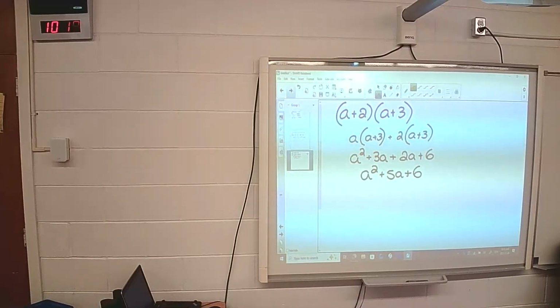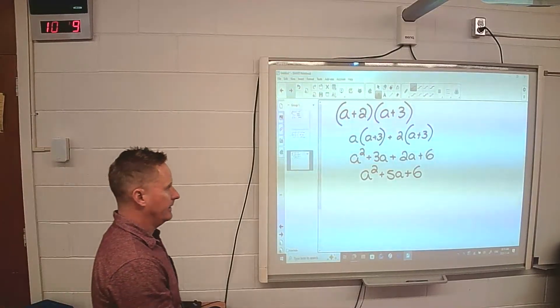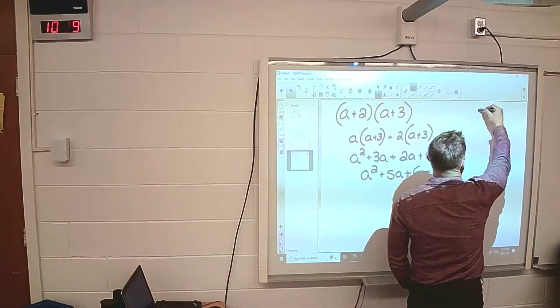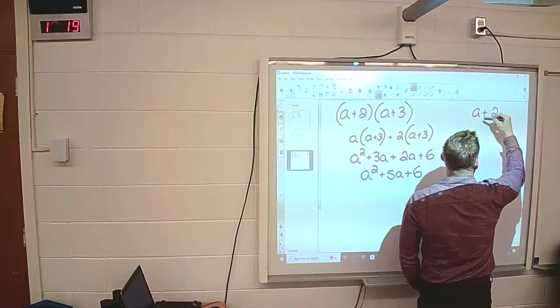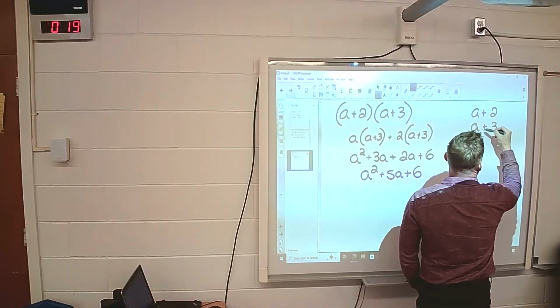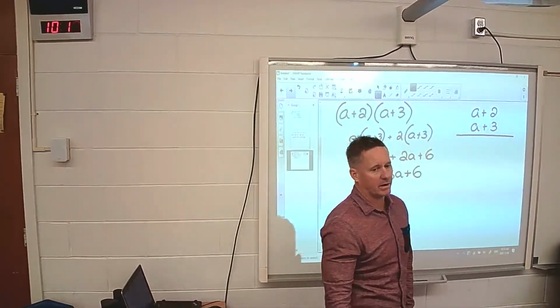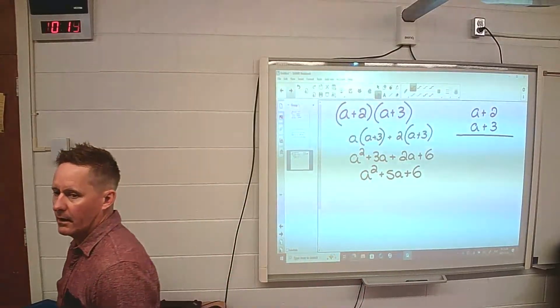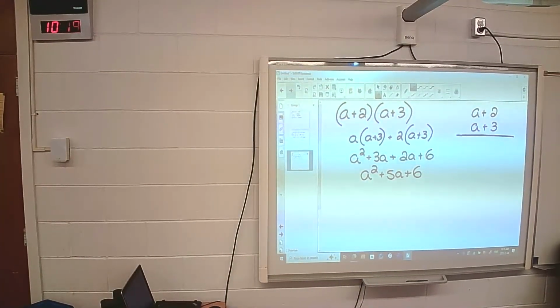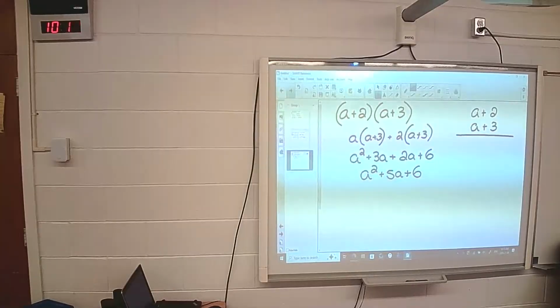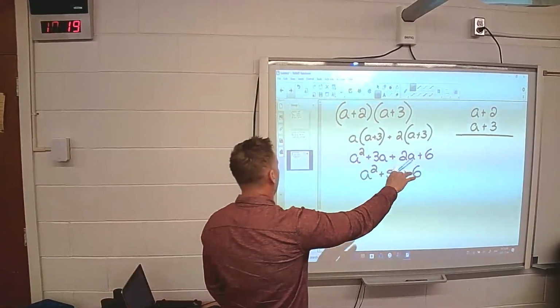All right, that is method number 1. Method number 2, again, not the method I prefer because it's longer, but I'm going to use it when I do a binomial and a trinomial. So method number 2 is the stacking method. Now, do not write this down.